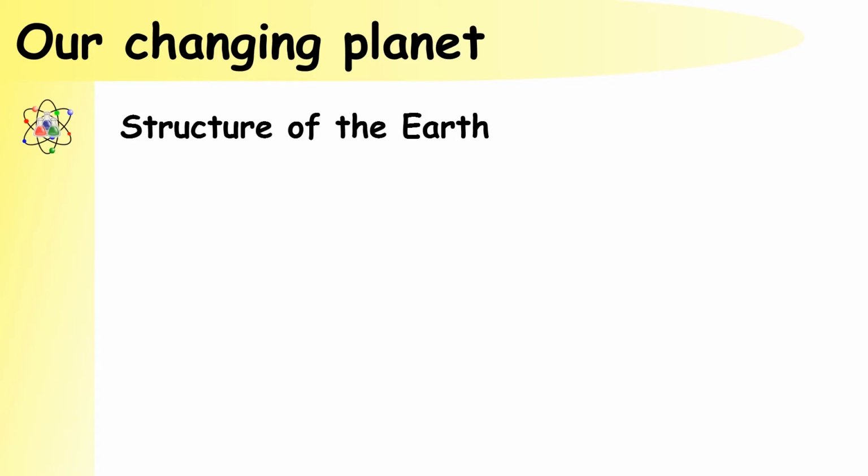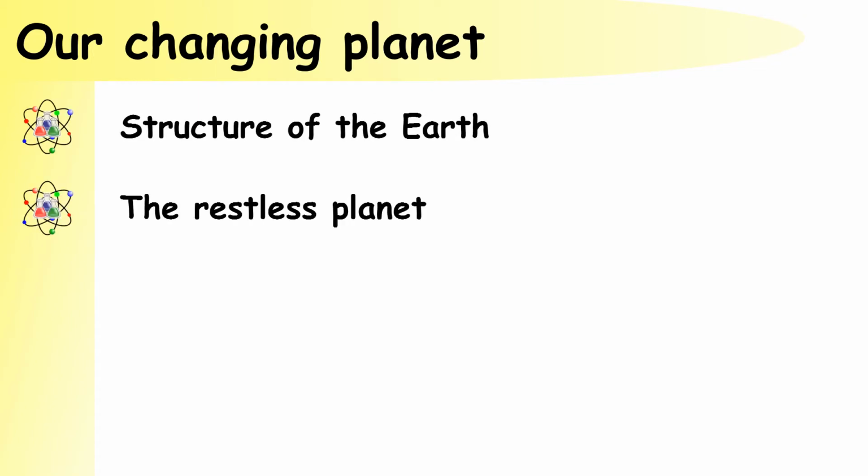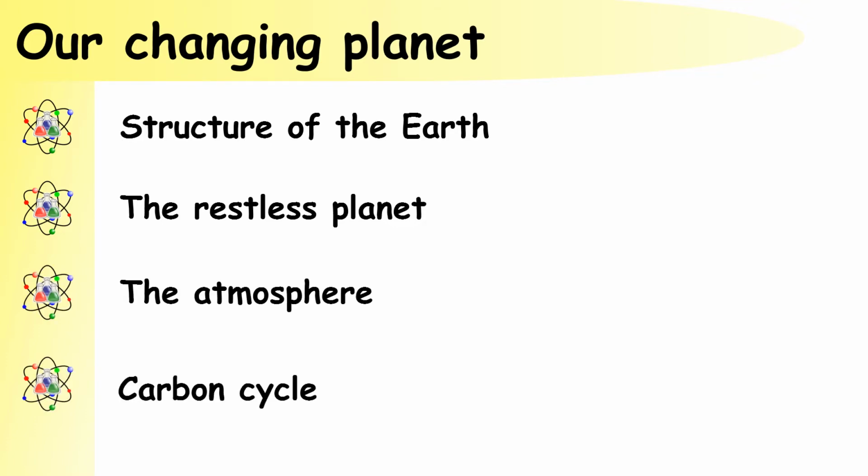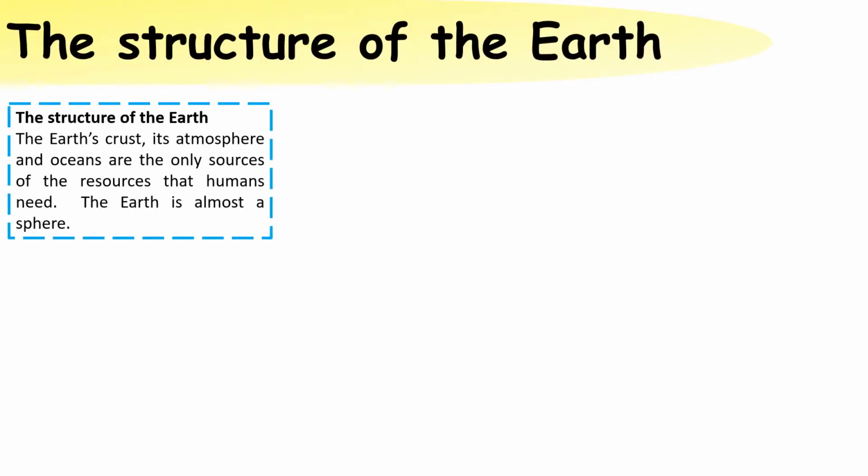In this video we will look at the structure of the Earth, how plate tectonics have changed the Earth, the atmosphere and the carbon cycle. The Earth's crust, its atmosphere and oceans are a source of materials that humans have used for many thousands of years.